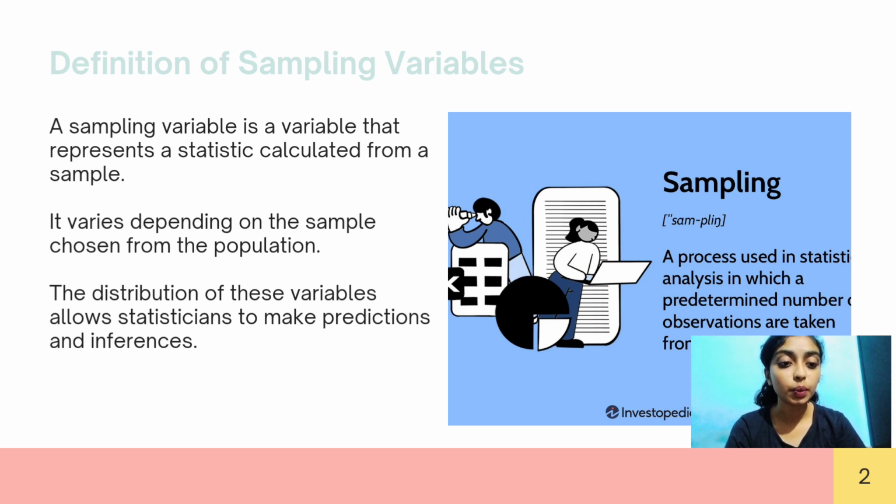More about sampling variables, and the definition: sampling is a process used in statistical analysis in which a predetermined number of observations are taken from a larger population. A sampling variable is a variable that represents a statistic calculated from a sample. It varies depending on the sample chosen from the population. The distribution of these variables allows statisticians to make predictions and inferences.